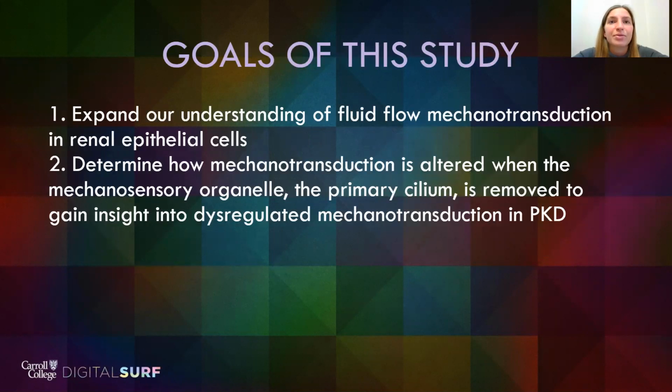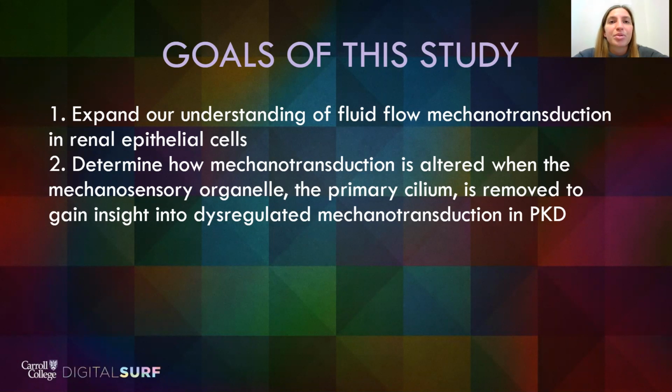So, although certain pathways have been associated with PKD, there's currently not a clear understanding of the mechanisms through which cellular mechanotransduction is initiated by the primary cilium and how this process exactly operates in the kidney. The field is also lacking information about which metabolites are correlated with mechanotransduction. So our first goal of this project was to expand our understanding of fluid flow mechanotransduction in renal epithelial cells.